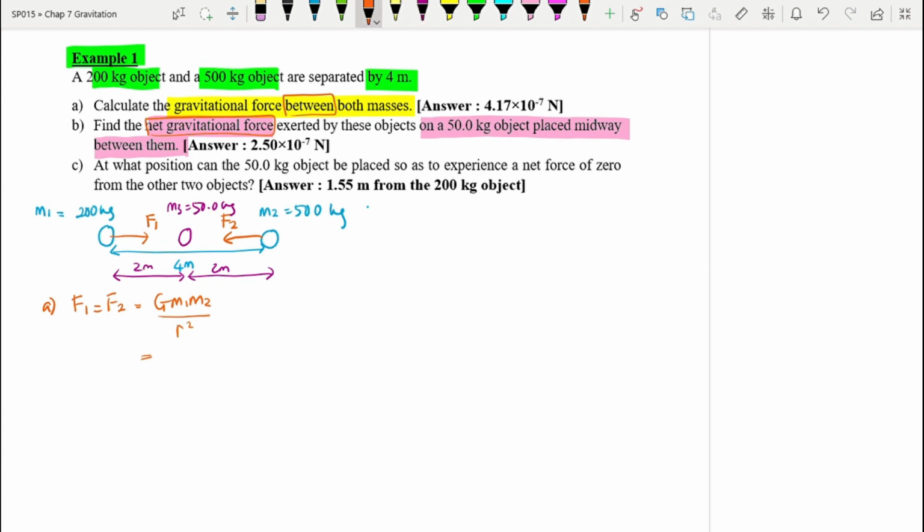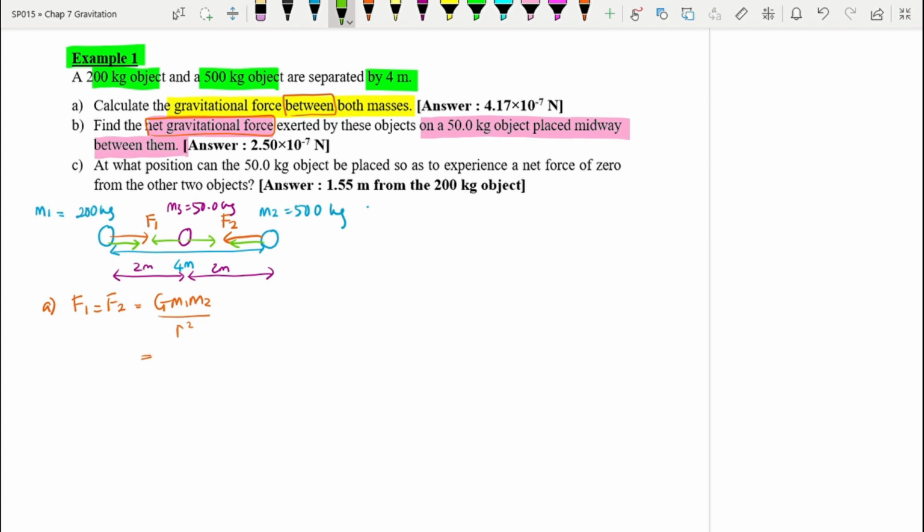Okay, bila ada 3 objek macam ni, semua gravitational force akan wujud antara 2 objek. Okay, contohnya, kita labelkan antara mass 1 dengan mass 3. So, kat sini pun ada force, kat sini pun ada force. Okay, tu antara 1 dengan 3. Antara 3 dengan 2 pun sama. Ada force, ada juga force. Okay, so as long as ada 2 objek, pair, kita boleh labelkan dia punya force. So 1 dengan 3 ada force, 3 dengan 2 pun ada force between them.